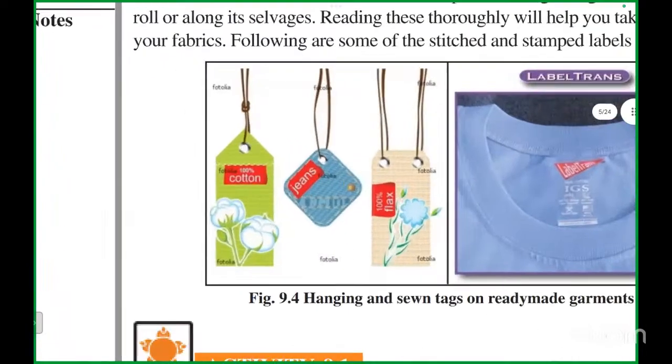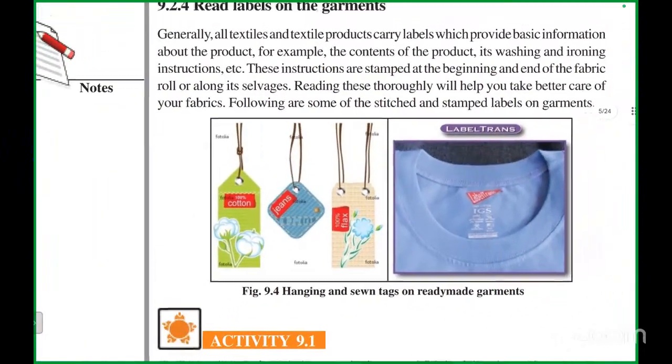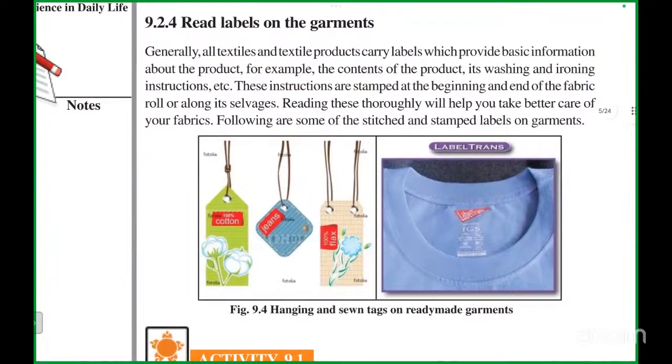100% cotton is written here. Some clothes will say easy wash. Easy is a kind of product that we put into water, and in that we wash the clothes. Generally, all textiles and textile products carry labels which provide basic information about the product, for example, contents of the product, its washing and ironing instructions, etc. These instructions are stamped at the beginning and end of the fabric roll or along its selvages.